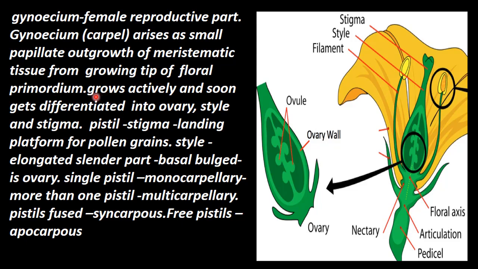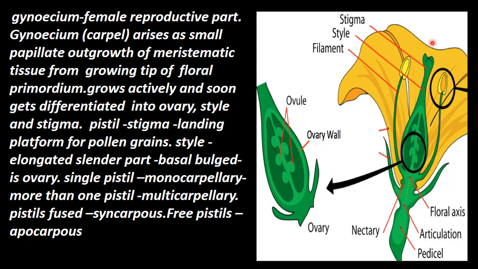This tip papillae grows actively and soon gets differentiated into ovary, style and stigma. So ovary, style and stigma, these three structures together form the gynoecium, or this is called pistil. Okay. In the flower, if you see, this is the stigma, then one style is there, then at the lower part is the ovary. This is the style and this is the stigma. This whole structure together is called pistil.